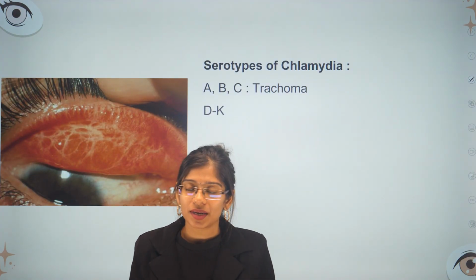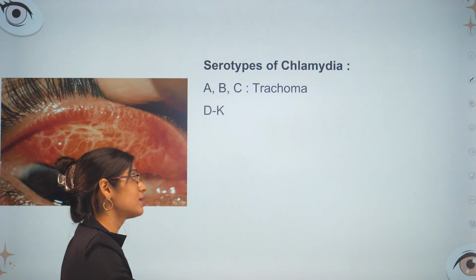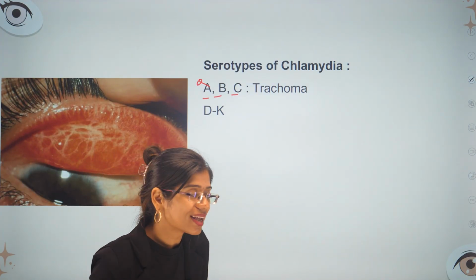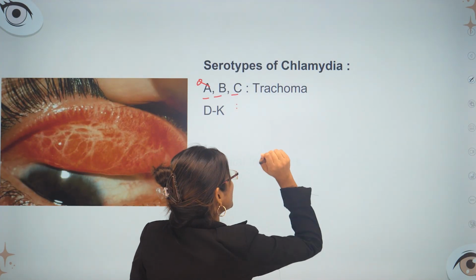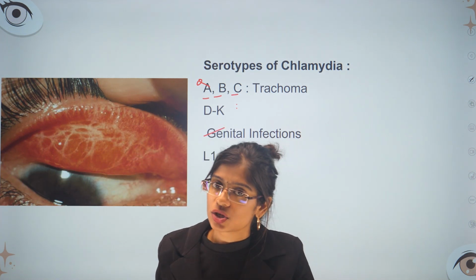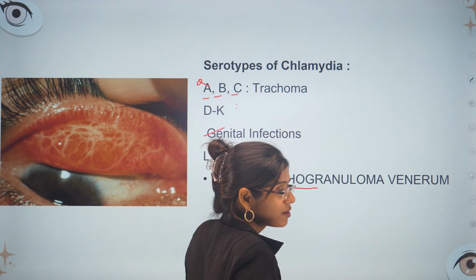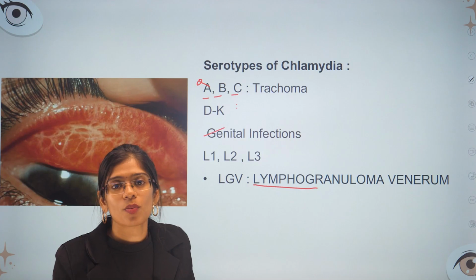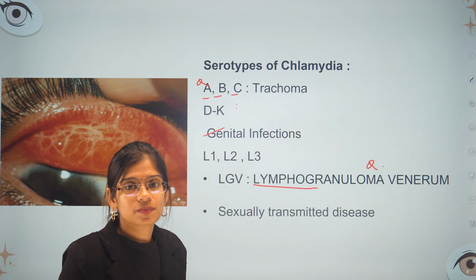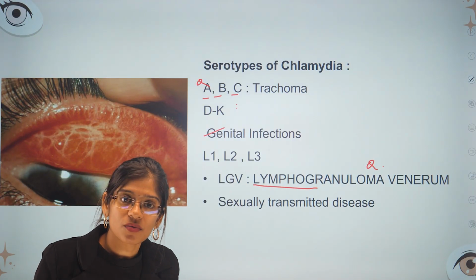What are the serotypes of chlamydia? The strains of chlamydia that cause trachoma are A, B and C. Important: D to K strains or serotypes cause genital infections. L1, L2, L3 strains or serotypes of chlamydia can cause a genital infection called lymphogranuloma venereum. What is lymphogranuloma venereum, guys? It is a sexually transmitted disease occurring because of chlamydia.